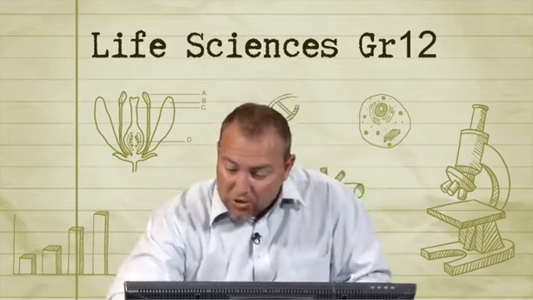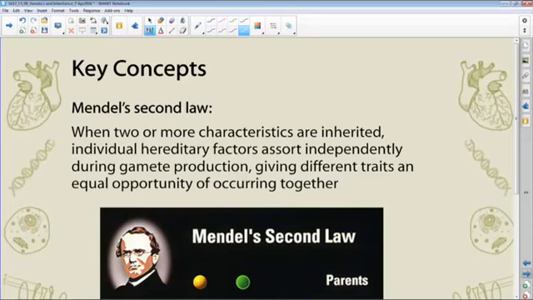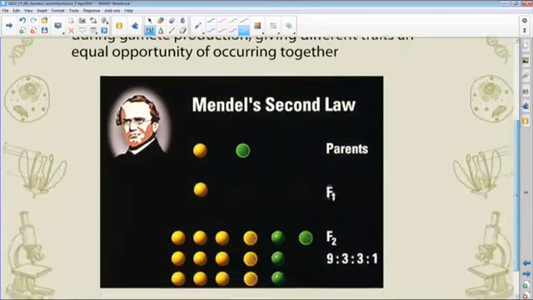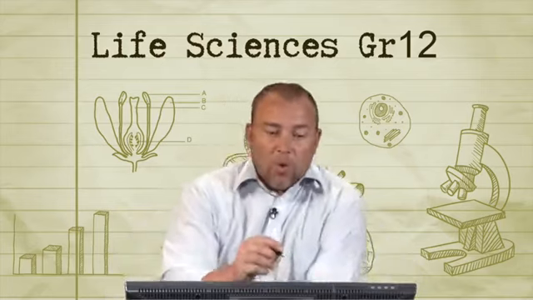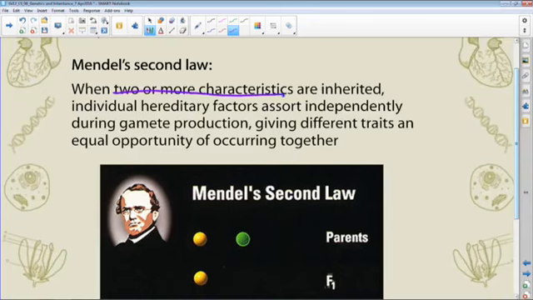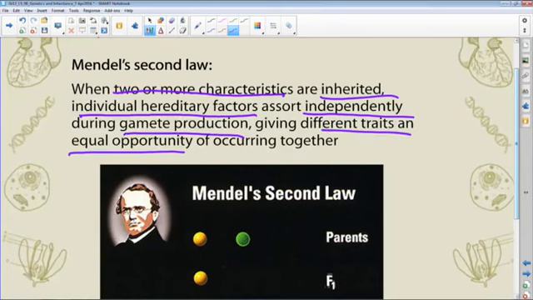His next law that I want to talk to you about is very strange. There he is again, very clever, and now he's going to do things that make it a bit more difficult, because the first one is actually quite easy. The second one, let's have a look at it. When 2 or more characters are inherited, the individual inheritance factors associate independently during gamete production. Let me read it for you first, and then I'm going to explain it to you again. Giving different traits an equal opportunity of occurring together. So, put it this way.